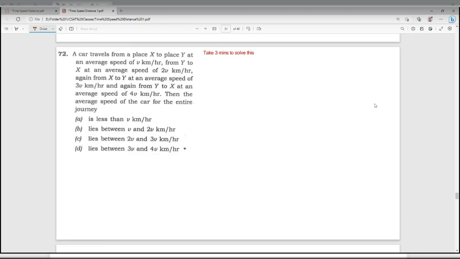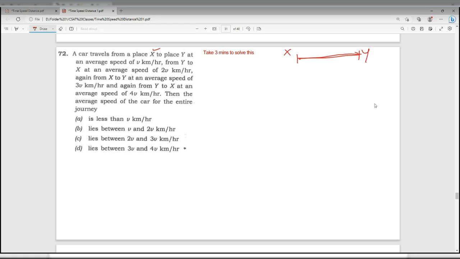So what they're saying is a car travels from place X to Y. There is X and there is Y. There is this distance at an average speed of V km per hour from X to Y, from Y to X at an average speed of 2V km per hour, again from X to Y at an average speed of 3V km per hour, and again from Y to X at an average speed of 4V km per hour. Then the average speed of the car for the entire journey is.